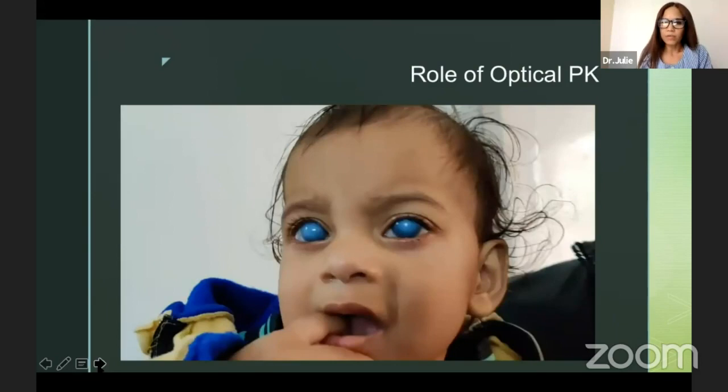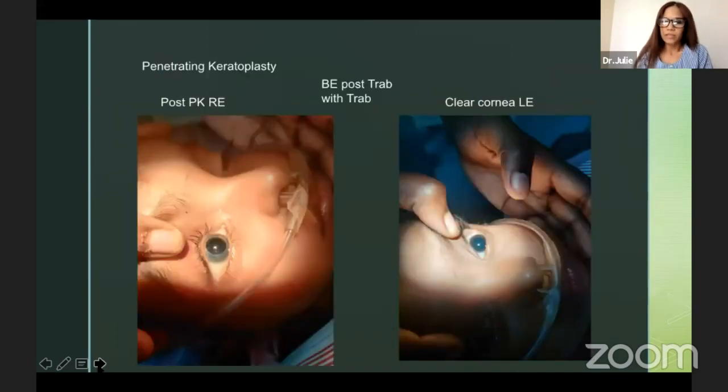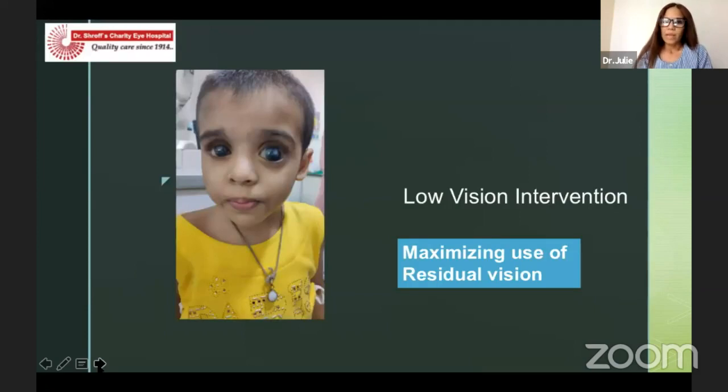And in children who have bilateral corneal opacities which are dense enough, I think an optical penetrating keratoplasty has a very good role. Like in this child, the left eye, after doing a trabeculotomy, the cornea had cleared, but the right eye had corneal scarring for which a PK was done. And in a child where the vision is low, low vision intervention should be done to maximize the use of residual vision.